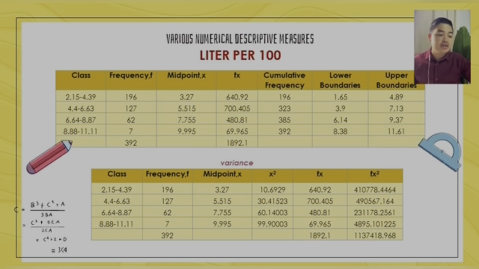For liter per 100, a measure of central tendency for mean, we got 4.827 and median 3.89 and mode is 3.307, while measurement of position for quartile 1 we got 2.77 and quartile 3 is 5.629. Therefore, the sample variance is 2885.642 and the sample standard deviation is about 53.718 liter per 100.